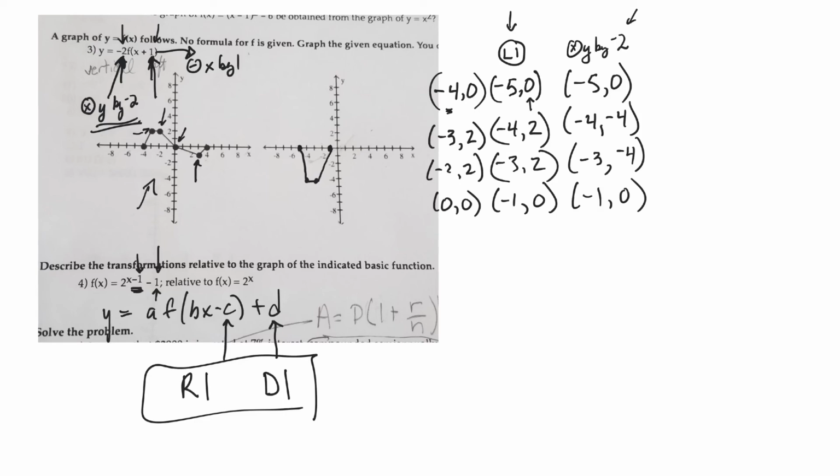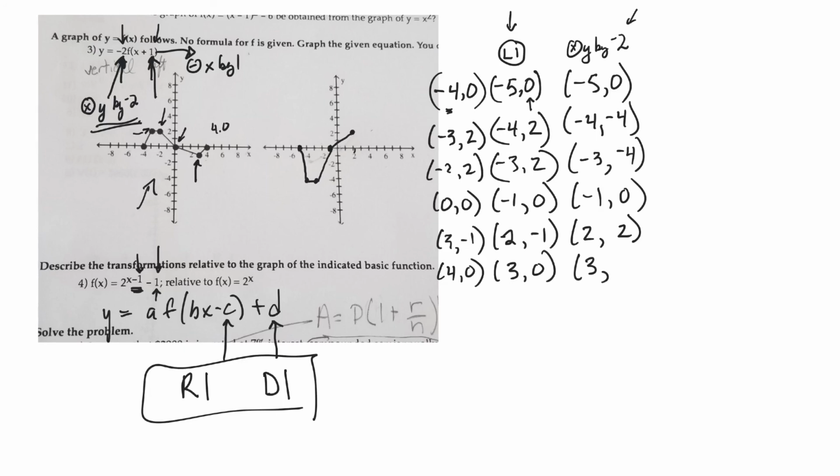So that point is 3 and -1. Move left 1, so it'll be 2 and -1. And then multiply the y by -2, so -1 times -2 is +2. So that's my next point, 2 and 2 right there. And my last point is 4, 0. Left 1, that'd go to 3. Multiply the y by -2, and 0 times -2 is still 0. So my last point is 3, 0 right there.